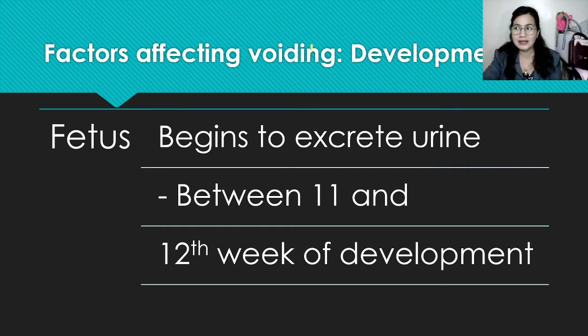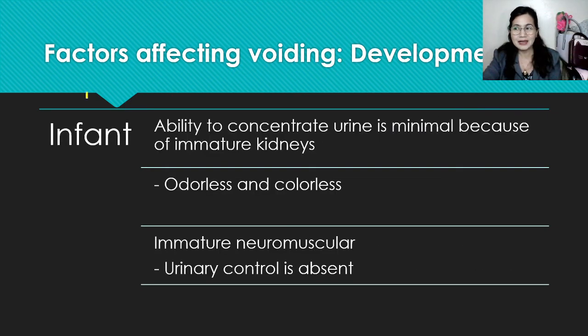Here are the factors affecting voiding, okay, in terms of developmental age. Okay, so fetus, it begins to excrete urine between the 11th and 12th week of development. Infants have the inability to concentrate urine, okay, so meaning that the urine is minimal because of immature kidneys, and you can take note that the urine is odorless and colorless, and it is because of the immature neuromuscular, and the urinary control here is absent.